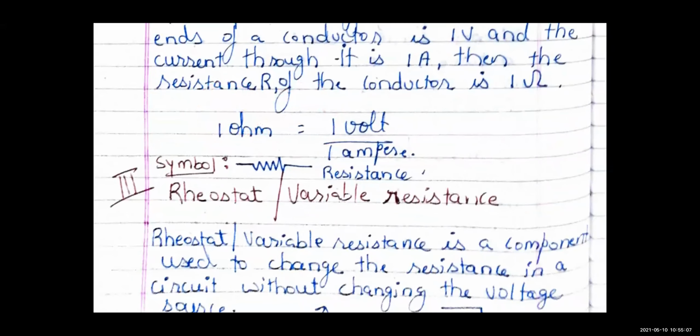Okay, so if the potential difference across the ends of the wire or conductor is 1 volt and the current flowing through the wire or conductor is 1 ampere, then the resistance of the conductor is said to be 1 ohm. Okay, beta.